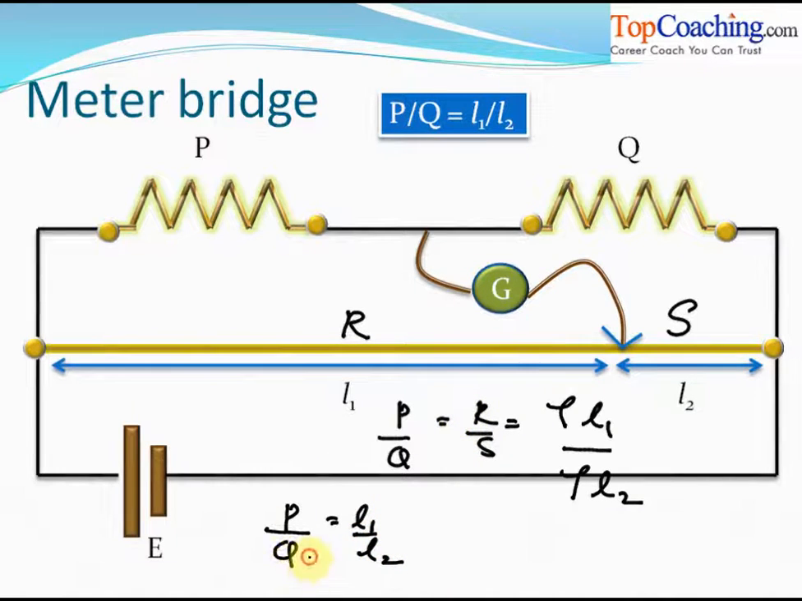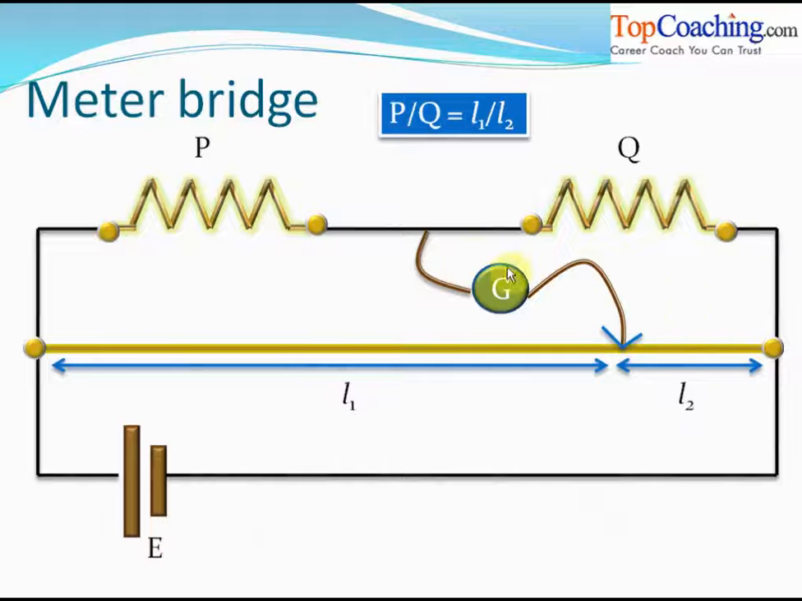Now if we know Q, L1 and L2, we can easily find the value of P, isn't it? And that is how a meter bridge works. One important fact that you must remember in case of a meter bridge is that the length of the resistance wire is generally taken to be 1 meter. So even if that length is not given to be 1 meter, you will have to assume it as 1 meter. After all, that is why a meter bridge is called a meter bridge and not a Wheatstone bridge.